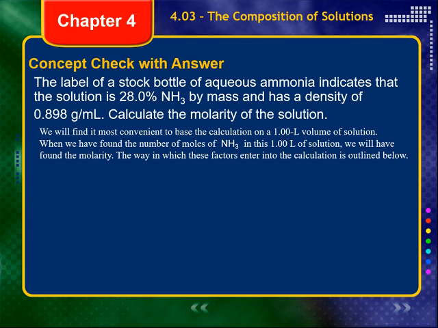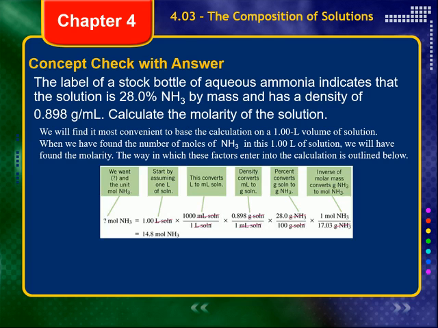So the way in which these factors enter the calculation is going to be outlined. We're trying to find the moles of NH3, ammonia. Now we don't have a mass of ammonia. We have percent ammonia. But we can take that and assume that it's a percentage of 100 grams. Because remember, that whole trick for mass percent calculations, assume a 100 gram sample. It makes everything super simple and super easy.